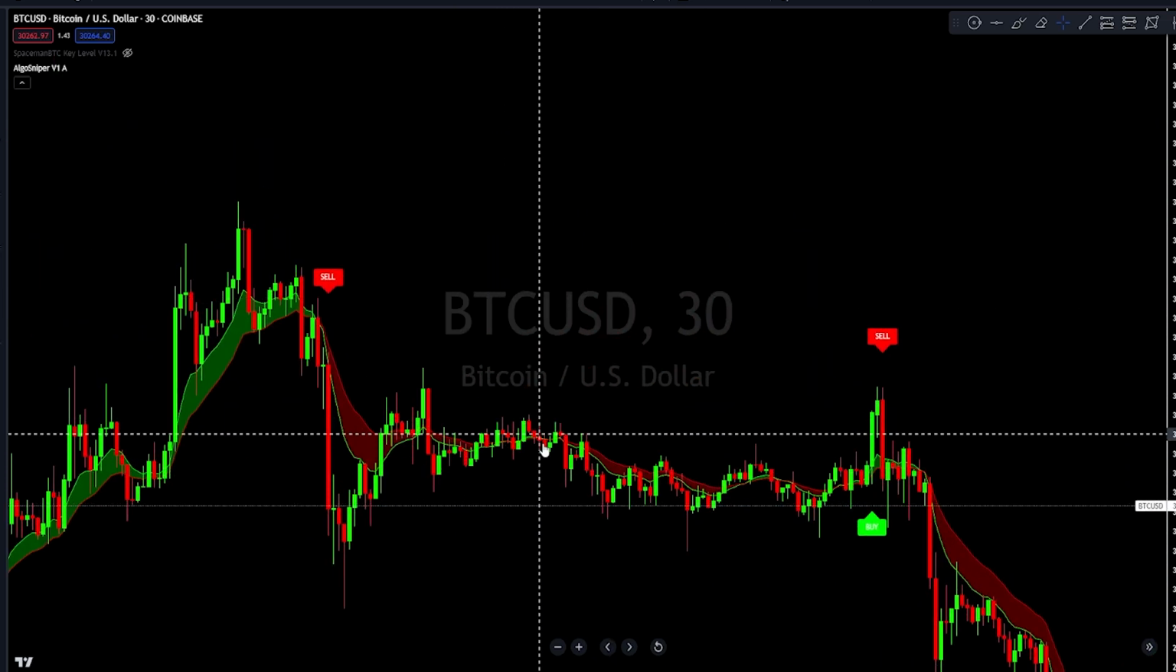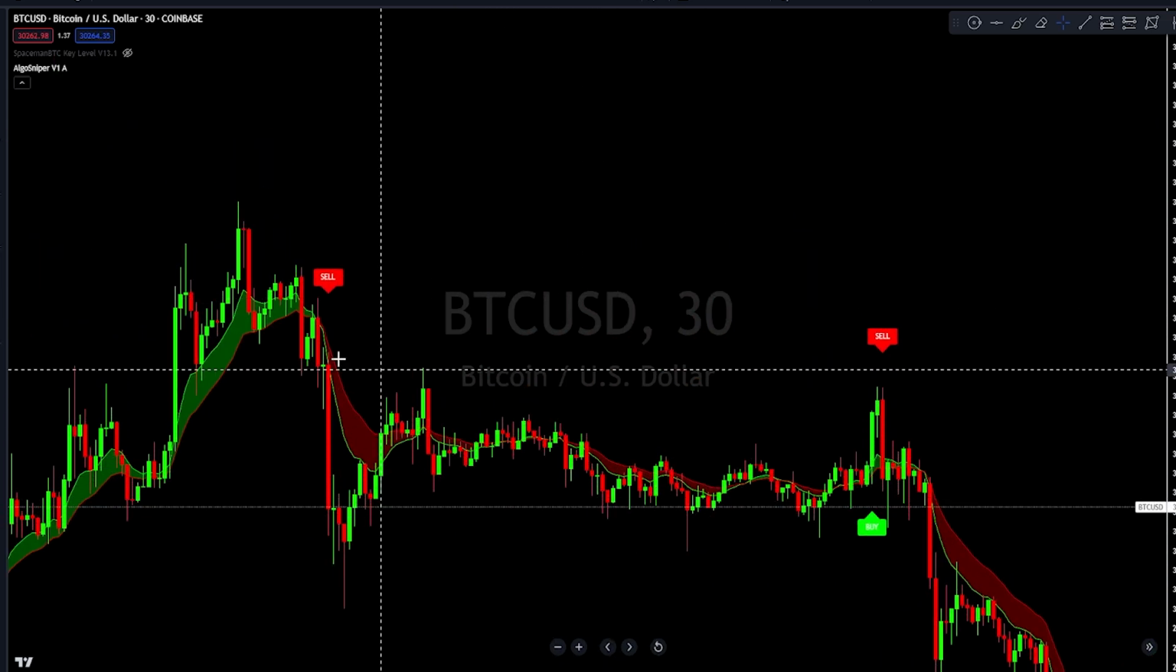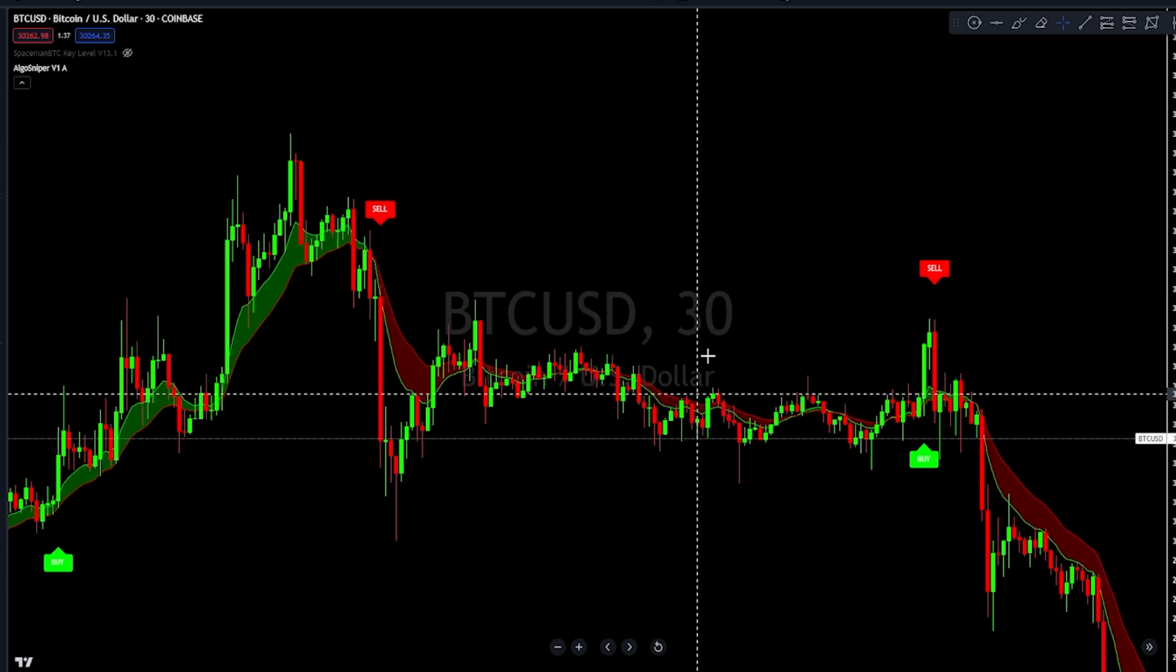But when the price is chopping up in the bands, just kind of be patient. Especially you'll get a whole bunch of buy and sell alerts. Sell, buy, sell, buy, sell, buy.